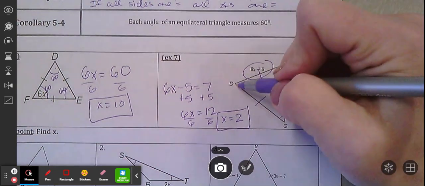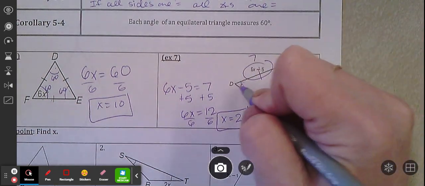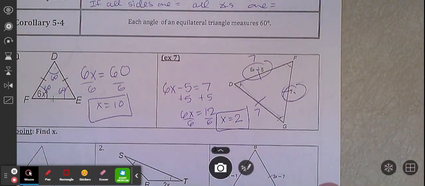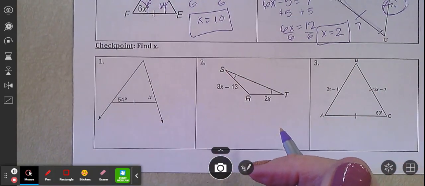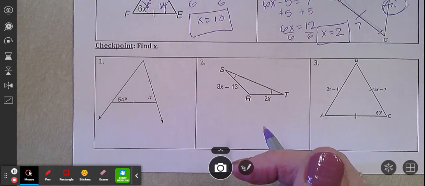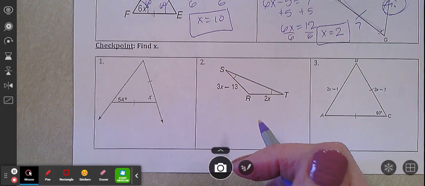If I also asked you to find the length of this side, it would be 7. They're all 7 because this one's 7 and it's equiangular, so that means it's equilateral. Okay, so down here, if you want to try these three on your own, maybe pause the video and then come back and watch how you're supposed to do them. That would be a good idea. Or if you need some more help with it, you can just keep going and don't pause it at all.